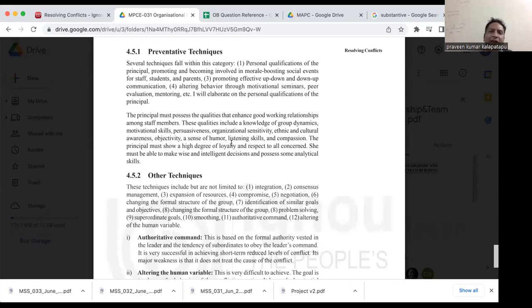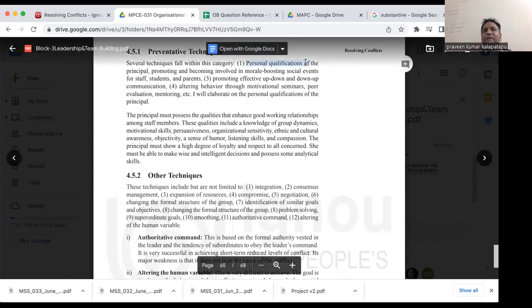Have the knowledge of what exactly the group dynamics are, what motivates people. Have that sense of humor. Always be positive. Be attentive, listen to other people. Don't give that particular scope for getting into a conflict. That is what this preventive technique is talking about. So basically, personal qualification of principle, promoting, becoming involved in morale boosting social events. So go and involve yourself in social events so that your relationships really grow.